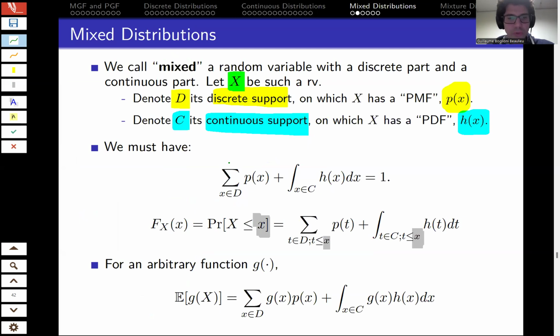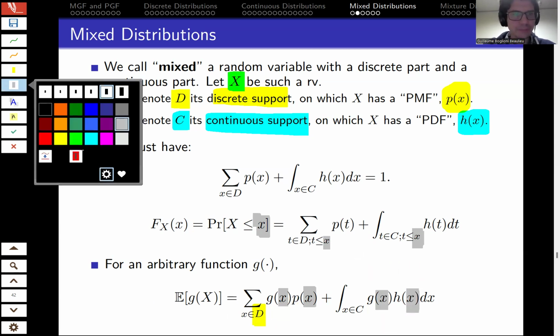The other useful formula is the one for the expectation. So you can find the expectation of x or the expectation of any function of x. I've written this here as just g(x), g being a generic function. You sum g(x) px on the discrete part, and then you add to this the integral of g(x) hx on the continuous part.